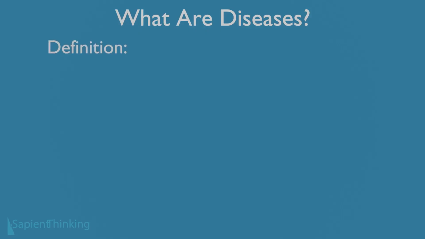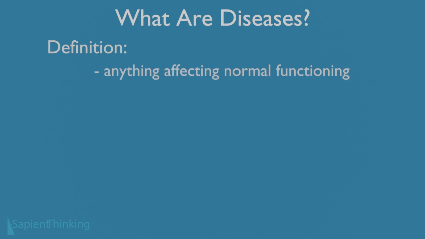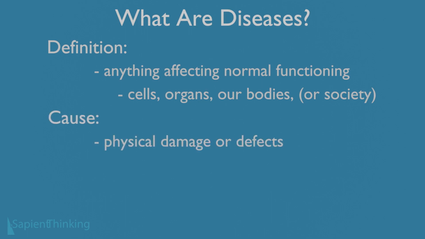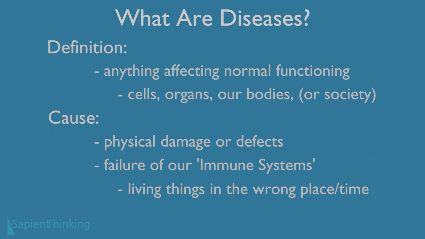From our perspective, diseases can be defined as anything that affects the normal functioning of our cells, organs, body, or even society. Diseases can be caused by physical damage or defects to our cells, organs, or body, or more importantly, a failure of our immune systems to prevent other living things from occurring in the wrong place and with the wrong function. For instance, viruses, bacteria, worms, and our own cells. It is important to appreciate that the great majority of viruses, bacteria, worms, and cells are benign or have a positive effect on the environment and our health. It is only when any of these entities occur in the wrong place at the wrong time and lead to a loss of function that a disease can develop.